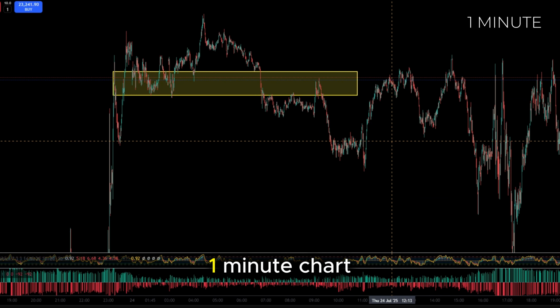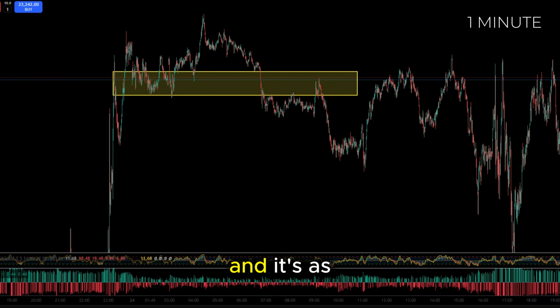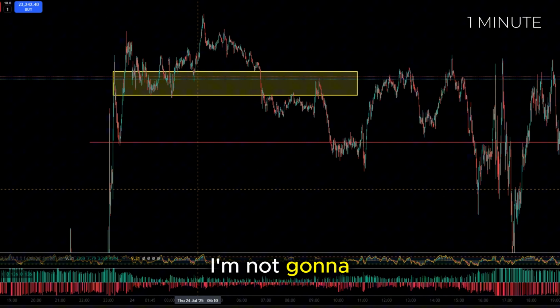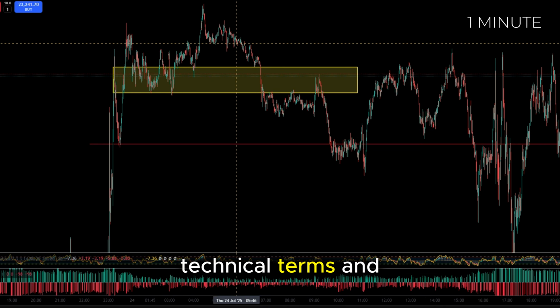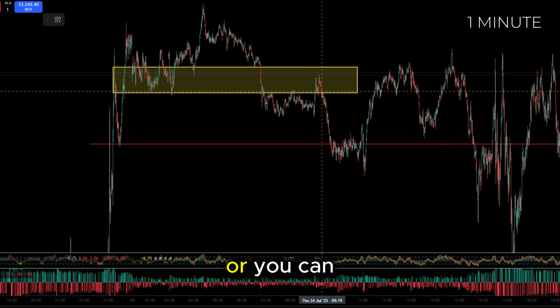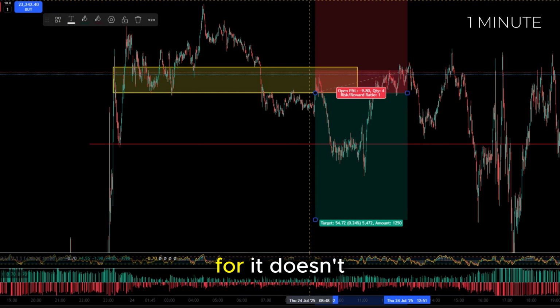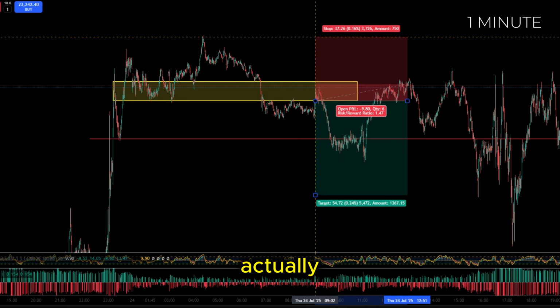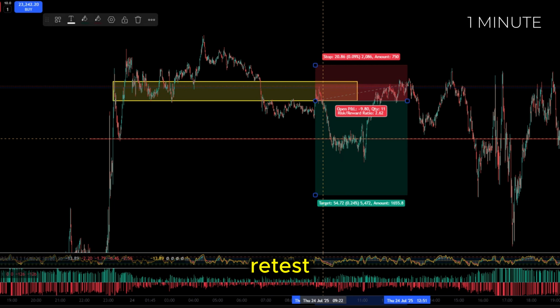So we are looking at the 1 minute chart now, and it's as simple as it gets, really. I'm not going to try to use some technical terms and whatnot. This is as simple as it gets. You can call it a break and retest, or you can call it a lightning bolt. It doesn't really matter, it is what it is. It actually looks more like a lightning bolt than a break and retest.